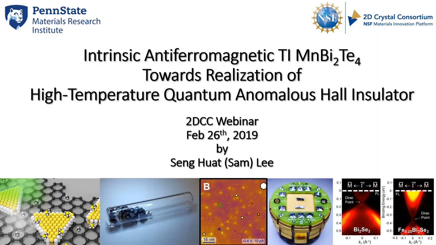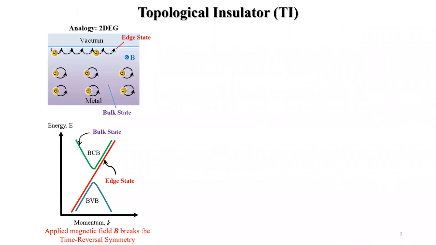Okay, thanks, Kerry. As I mentioned, I will be talking about manganese bismuth telluride, as this is the first predicted intrinsic antiferromagnetic topological insulator. So we'll first discuss what a topological insulator is.